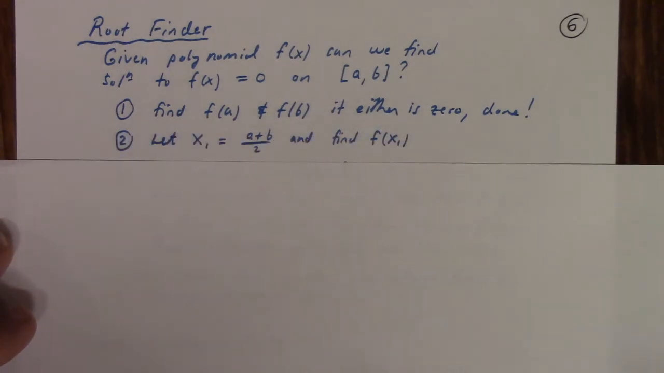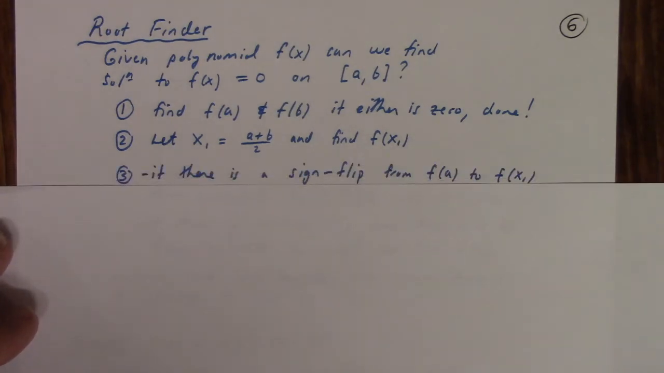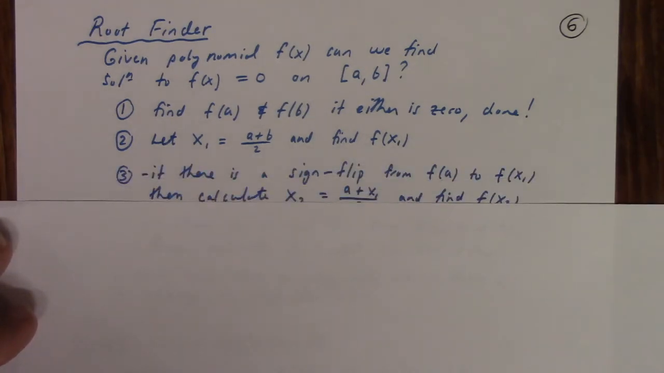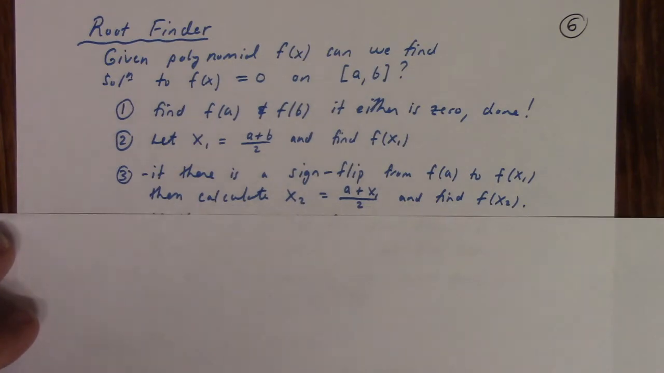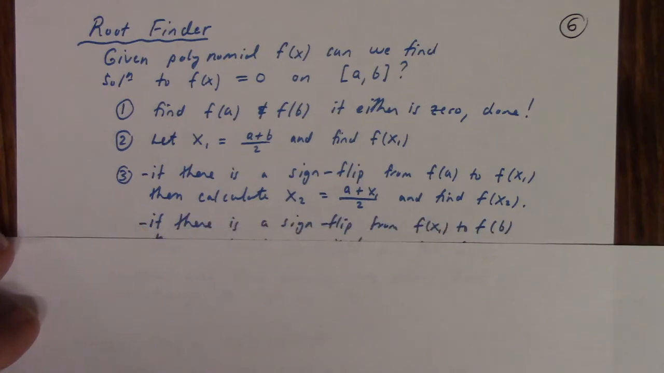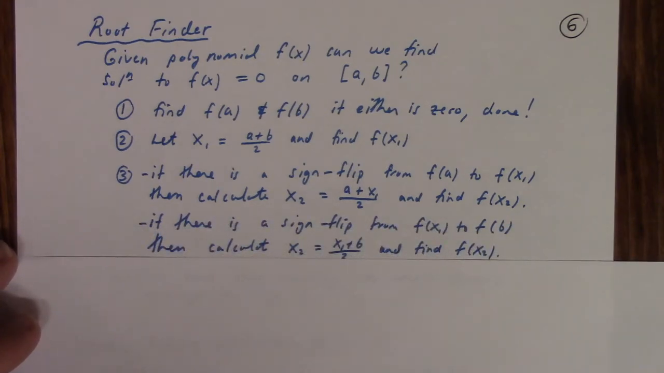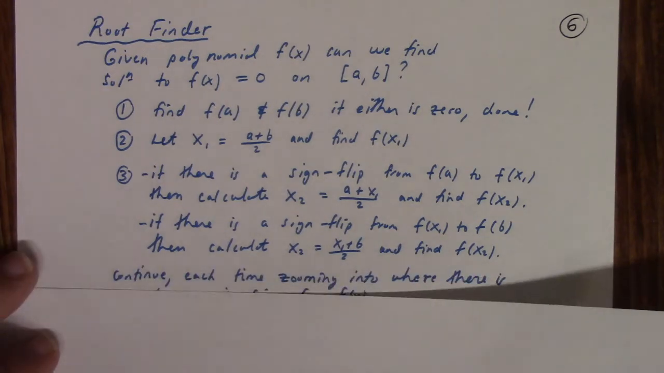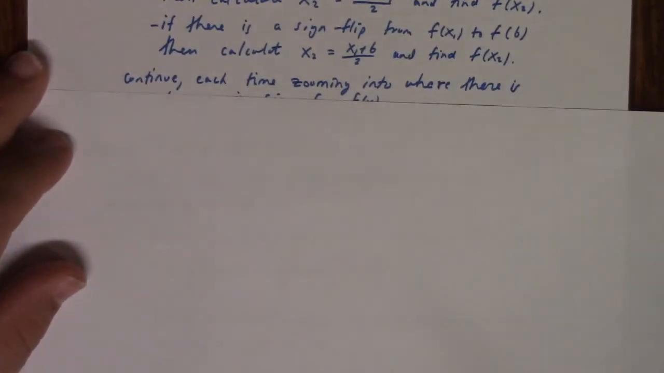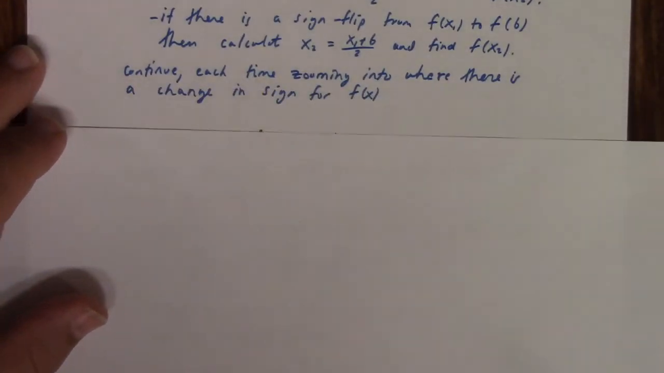Otherwise, let x1 be the midpoint, and then calculate the midpoint, right? And then step 3, if there's a sign flip from f of a to f of x1, then make your x2 the midpoint of x1 and a, and then you calculate f of x2. And if there's a sign flip from f of x1 to f of b, then you make your x2 the midpoint of x1 and b, and then you find f of x2. And you just continue each time, zooming in to the location where there's a sign flip, all right?